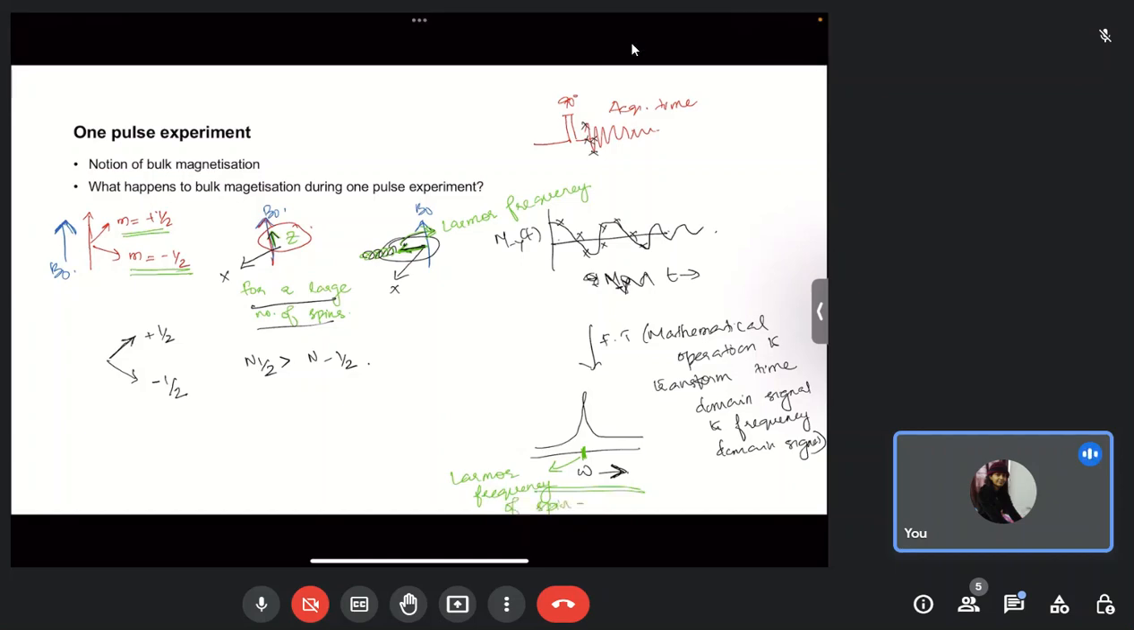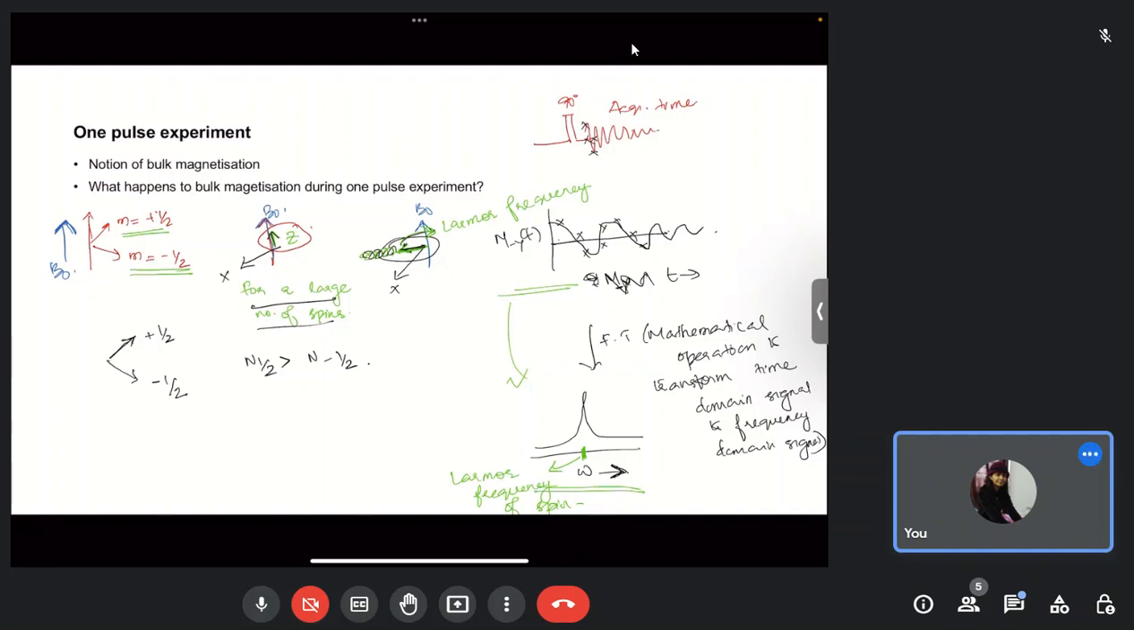Okay, so this is how a one pulse experiment works. I hope you understood how we are having a magnetization when it is kept in the B0 field, why we are flipping the magnetization to the transverse plane, what we are detecting, and how we see this detected signal as a frequency spectrum that we in general observe.